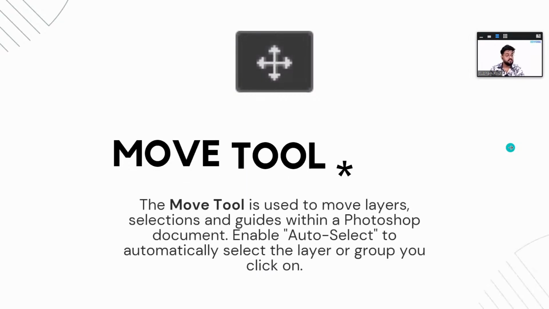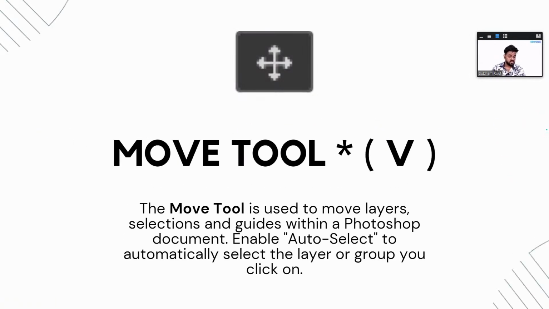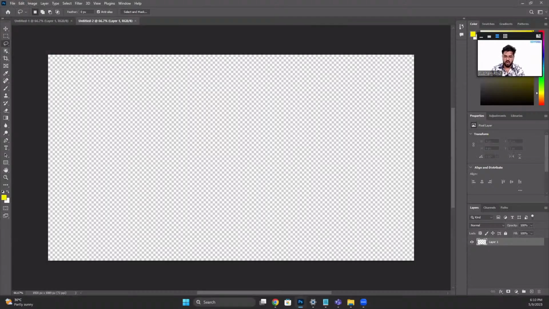The first one in move and selection tool is the move tool. What is the move tool? It is the most commonly used tool and it is used to move layers, selection and guides within a Photoshop document. We can enable the auto select to automatically select the layer or the group we want to click on. Let me show you how it works.